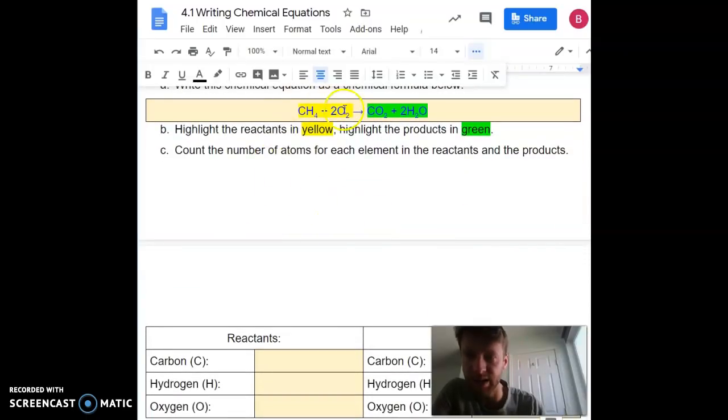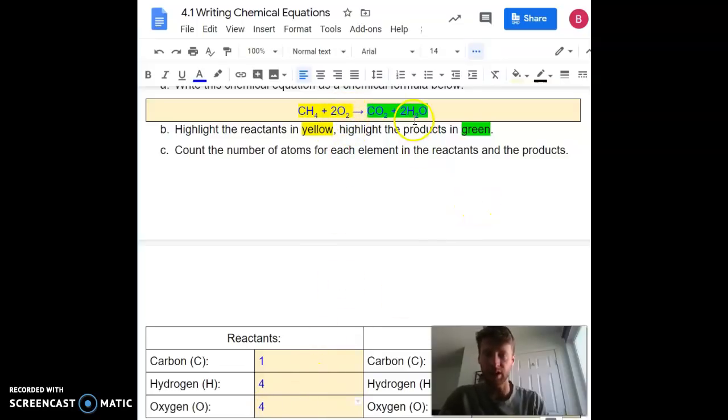So in the reactants, here we go. We have 1 carbon as a part of CH4, and I don't see any other carbons in my reactants. So we have 1 carbon. Hydrogens, well, we have 1 molecule, and there's 4 hydrogens in this 1 molecule, so 1 times 4 is 4. And then oxygens, 2O2, so 2 times 2 is 4 oxygens.